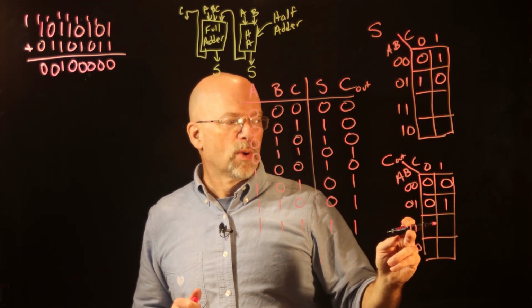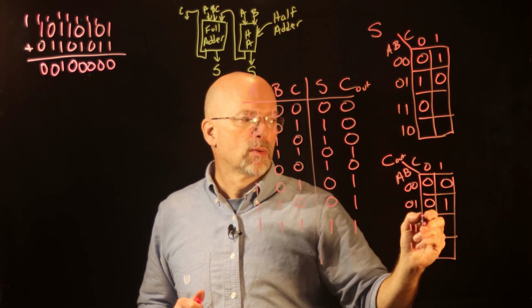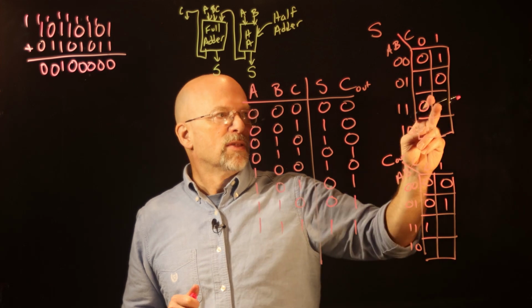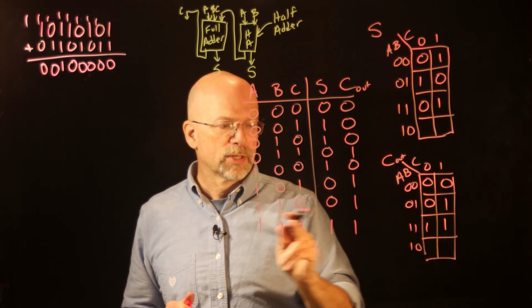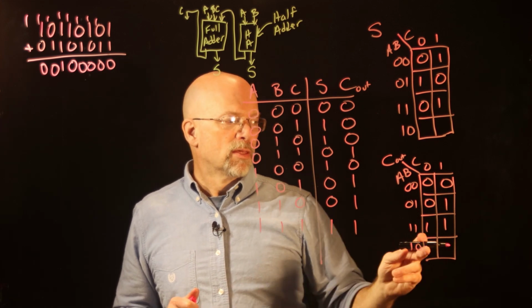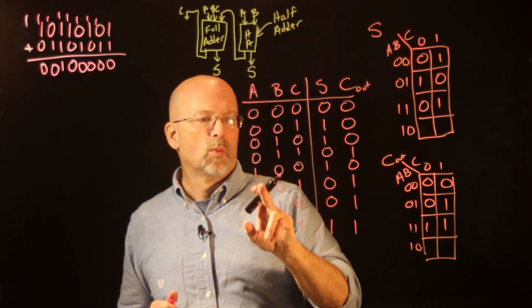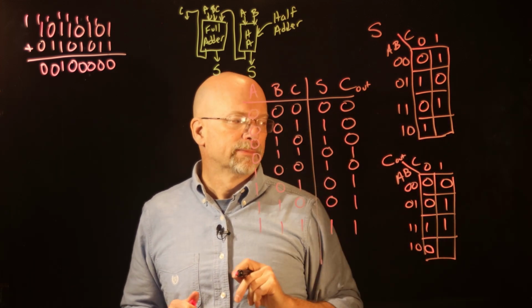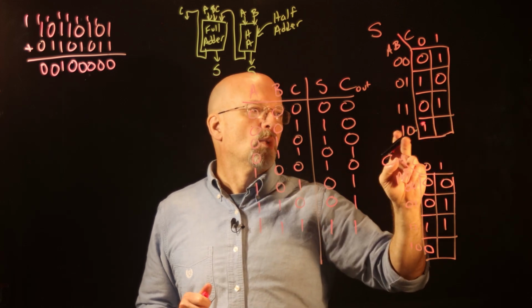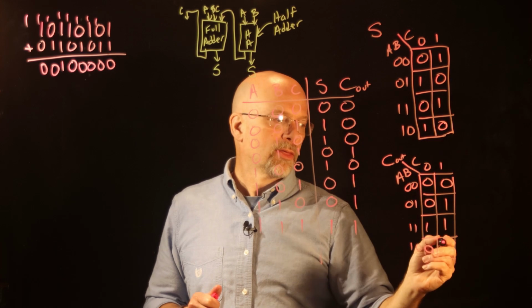This cell right here, 1 plus 1 plus 0 is 0 with a carry. This cell right here, 1 plus 1 plus 1, that's 1 with a carry. We see that right here. This cell right here, 1 plus 0 plus 0, that's 1 with no carry. And this cell right here, 1 plus 0 plus 1, that's 0 with a carry.